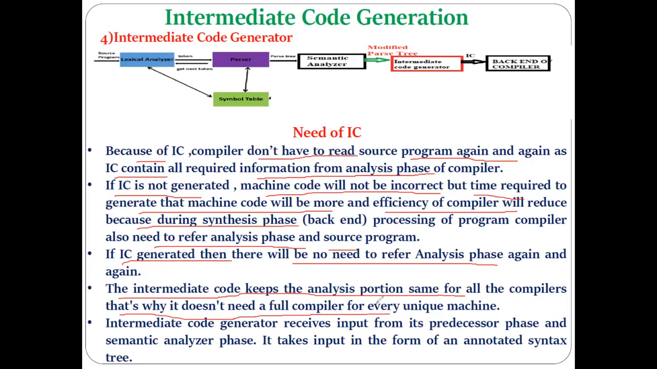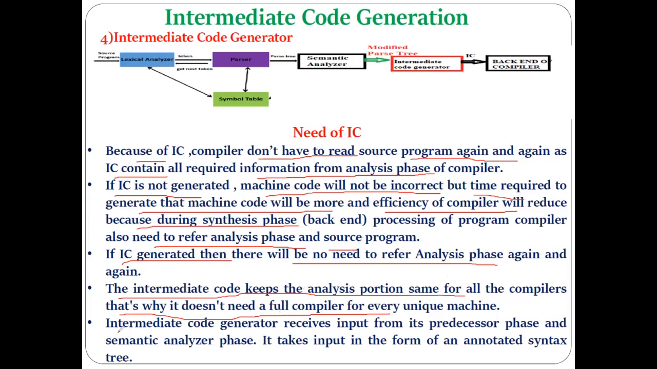Even if the machine changes its configuration, like from 32 bit to 64 bit, there is no need to develop the whole compiler again. You have to just develop the back end of the compiler, because the front end of the compiler is considered to be machine independent. And that machine independence we get because of the generation of the intermediate code.